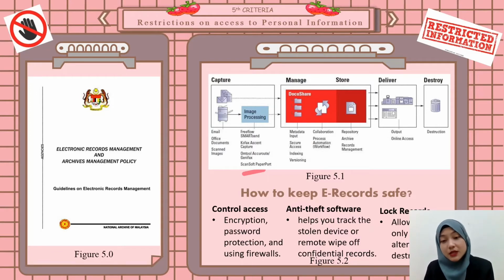But how do we keep an e-record safe? It is by controlling access to documents, by using encryption, password protection, and firewalls, or by implementing anti-theft software, which helps you track a stolen device or remotely wipe confidential records. And also by locking the record itself, allowing read-only documents, so that, for example, an employee of a certain organization is only allowed to read the document, in order to avoid any alterations or changes to the document or any destruction of the evidence in the document itself.